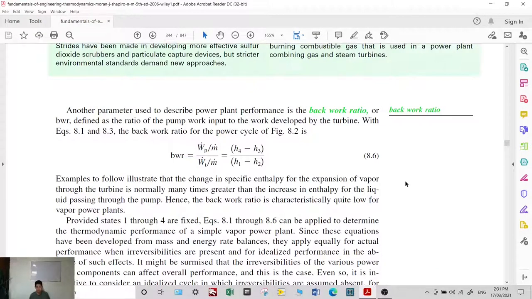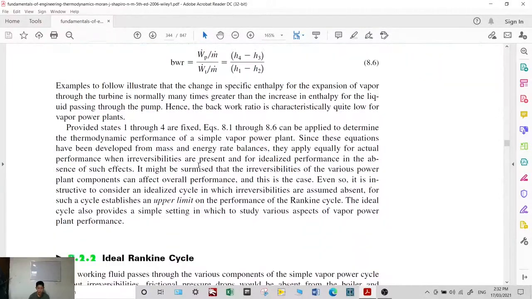Okay, you have also another parameter which we call the back work ratio. The back work ratio is just another way of saying the ratio of the pump work over the turbine work. So that is just H4 minus H3 over H1 minus H2. Now for a vapor power cycle, it is a small ratio because the pump work is small compared to the turbine work.